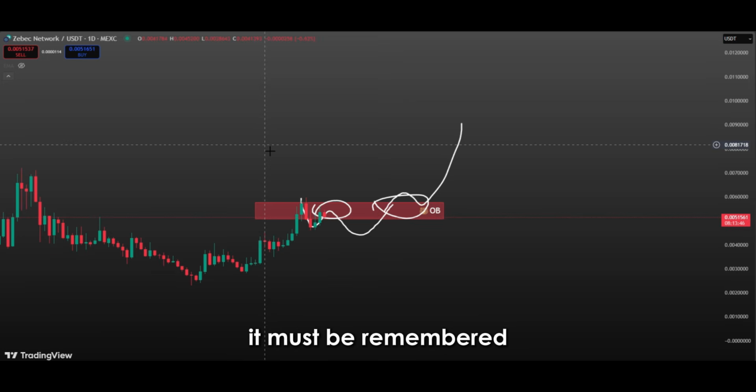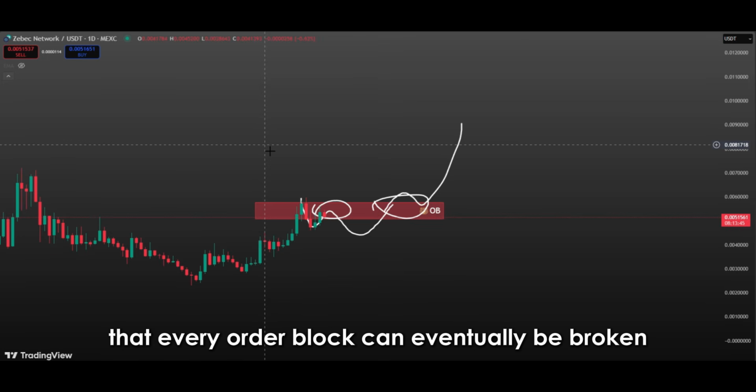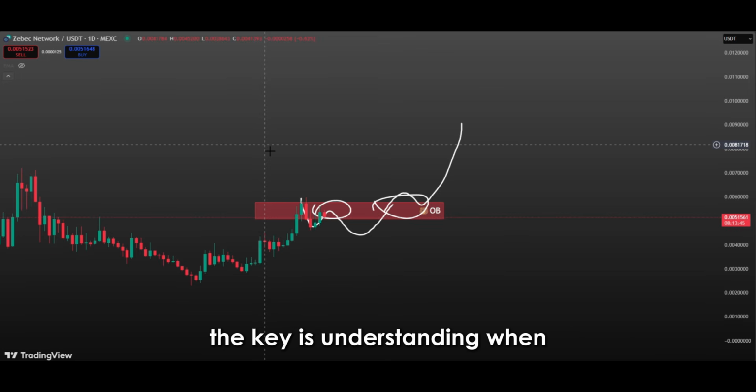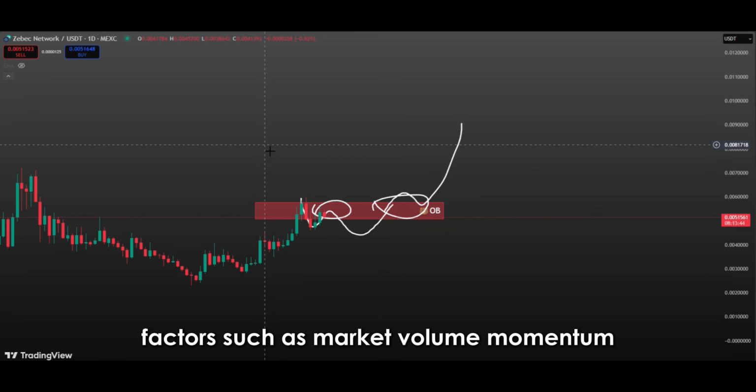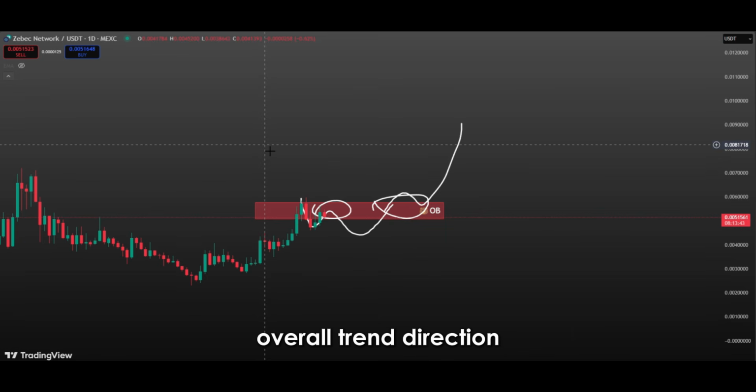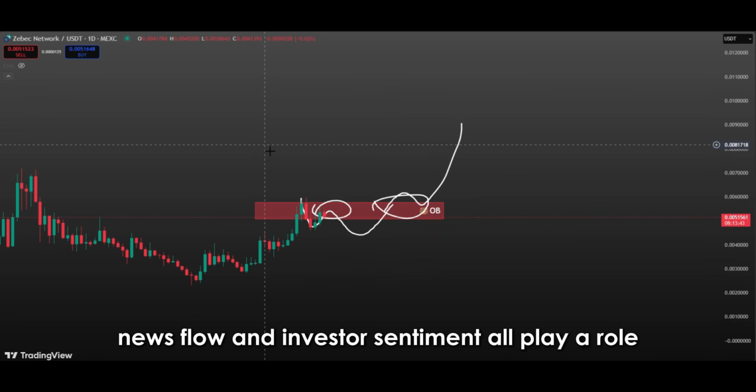It must be remembered that every order block can eventually be broken. The key is understanding when and under what conditions that break occurs. Factors such as market volume, momentum, overall trend direction, news flow, and investor sentiment all play a role here.